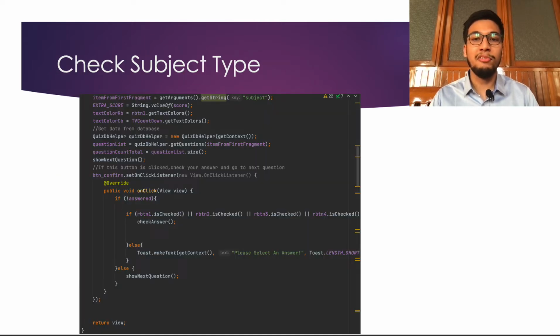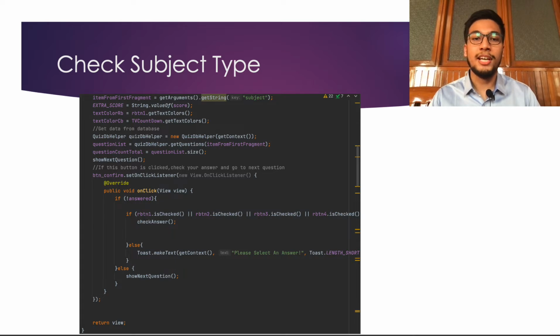For my app to be fully functional, the code below shows that it will take the subject type that we choose in the home page and go to the database to fetch the correct subject. So this means that if the user chooses science as a subject, the user will get science questions from the database. In the code, you can see the BT confirm, and it is a button.